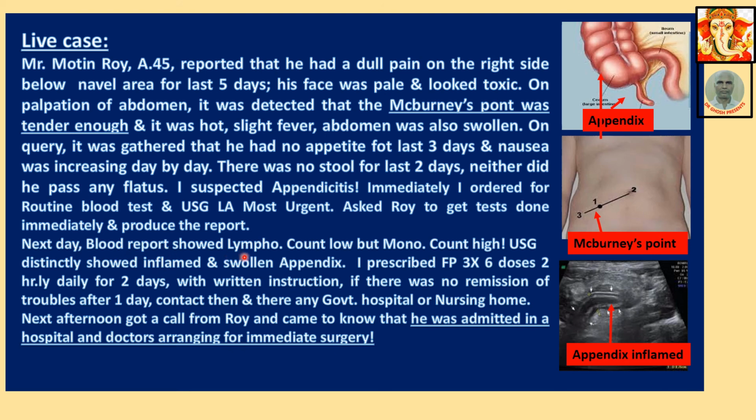Next day, the blood report showed lymphocyte count low, monocyte count high. That is, acute inflammation is going on. Ultrasonography distinctly showed an inflamed and swollen appendix. I prescribed Ferrum phos 6x, 2 doses, two hours apart, for 2 days with written instructions. What is the instruction? If there was no remission of trouble after 1 day, contact then and there any government hospital or nursing home, because you know appendix inflammation is a very serious disease, and if you cannot stop the initial stage, and it bursts due to inflammation, the patient's life may be in danger. That's why I give the instruction.